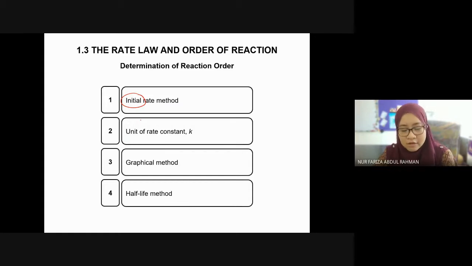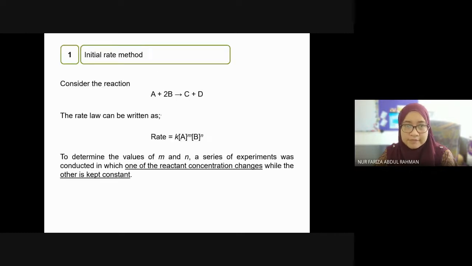Okay, let's start with method 1, initial rate method. This is the most commonly asked in the exam lah. Consider the reaction A plus 2B producing C plus D. So the general rate law, tambah sini. Okay, the general rate law can be written as this. So rate is equal to k[A]^m[B]^n, because we have A, we have B. Okay, alright, so we have A and B. And then we do not know what is the m, what is the n.